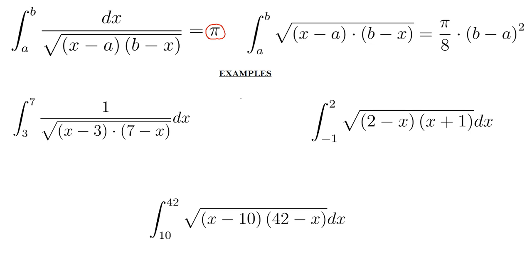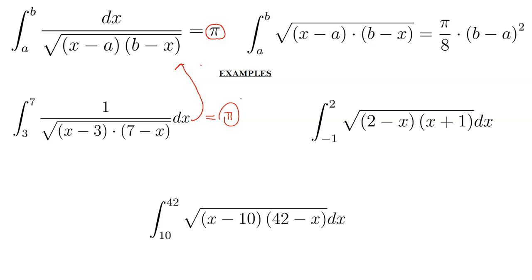Alright, let's get started. Let's talk about the examples. We're going to be doing 3 examples today. The first example is the definite integral from 3 to 7 of 1 over the square root of (x minus 3) times (upper limit minus x). That completely fits the first form, so the answer is going to be equal to just pi. It's just that simple. Alright, let's move on to the second problem.